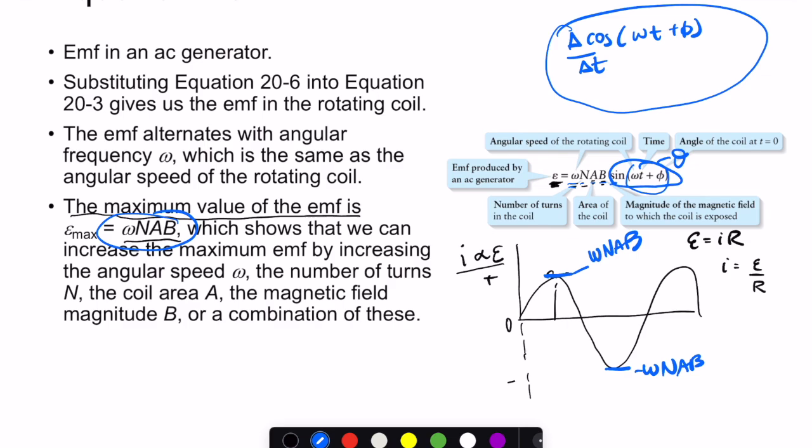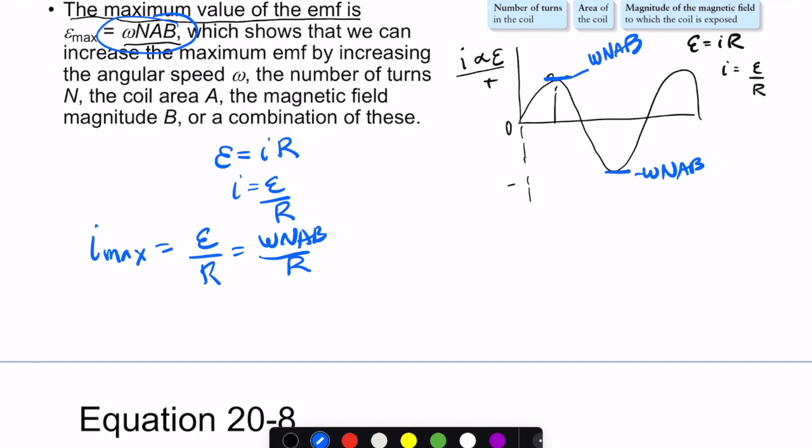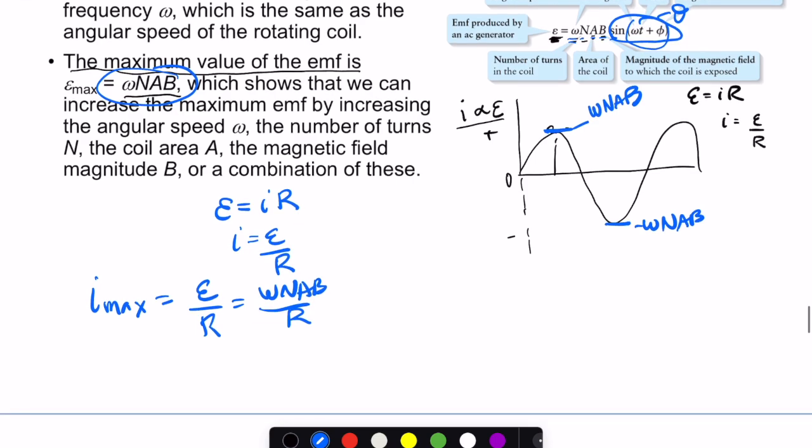And since current is proportional to EMF, the max current you're going to get, how do we figure that out? Well, remember that V equals IR, right? Or EMF equals IR. Since EMF is just a voltage, I is EMF over R. So the current max will be EMF over R, which will be ωNAB over R. Okay, so that's how much current you're going to get out of an AC generator, okay? Depends on the number of turns, the area, and the magnetic field, and of course the resistance of the coil, and the speed at which you're rotating.